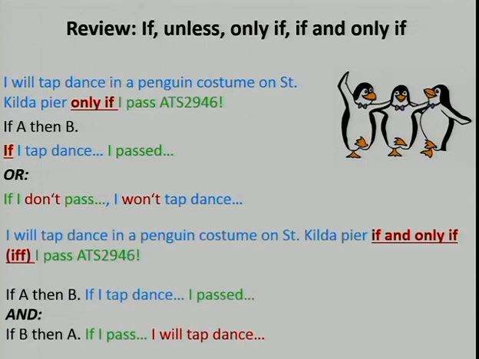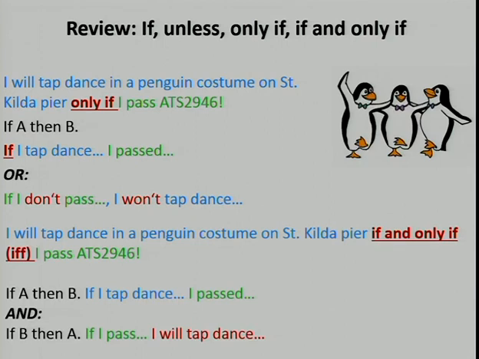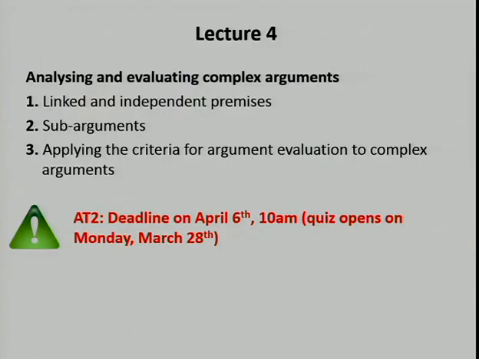Yeah? Final option, if and only if, with two Fs. Here, anything goes. That means two things at the same time, and they're down here. This is a bit less complicated. If I tap dance, then I passed, and if I passed, then I will tap dance. Both of those things are true at the same time. So if and only if, two options; only if, one option. Two options, but only one of them for either reconstruction. You don't need both at the same time. So that's the recipe for dealing with those thorny cases. Yeah? Okay. So just for reference, you can go back to this, look at it, and for now we'll leave that alone. Okay. So this is what we're doing today, complex arguments.